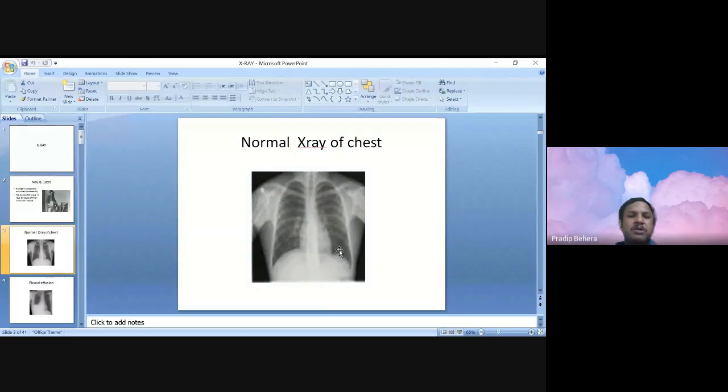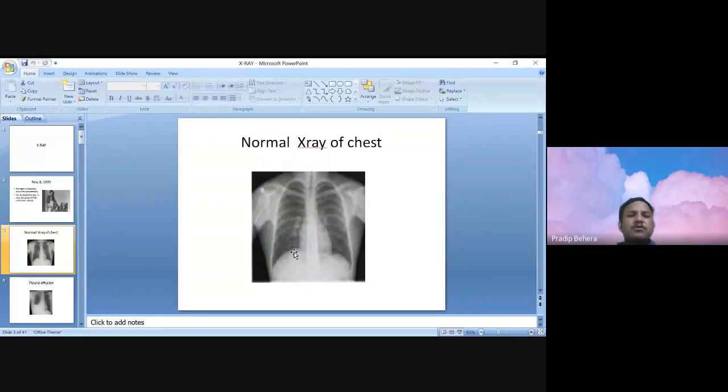After this, you come to the diaphragm, the dome of the diaphragm on both sides. Normally, as you know, the right dome of the diaphragm is a little higher than the left side. This is due to the presence of the liver, though exactly we do not know why. So it may be explained that the right dome is higher and the left dome is lower.